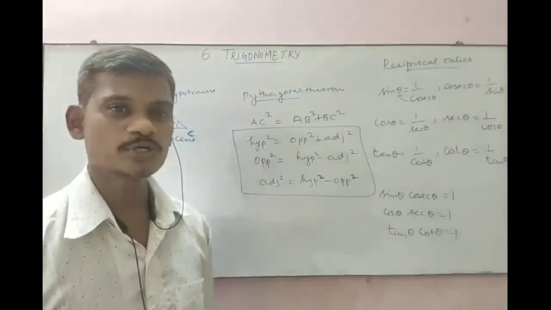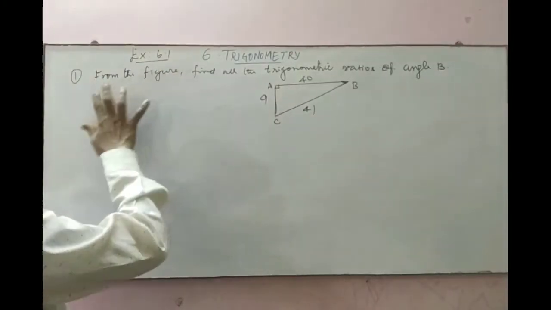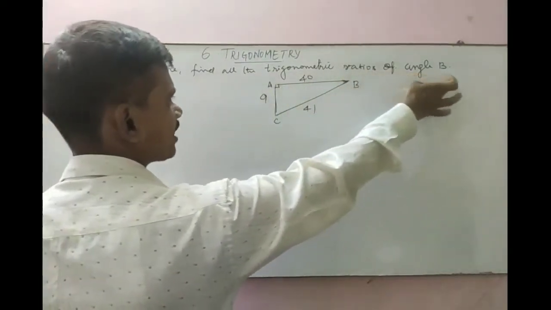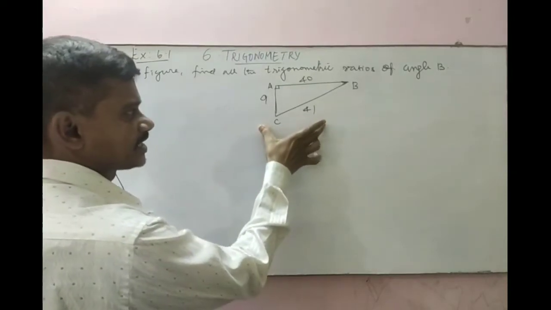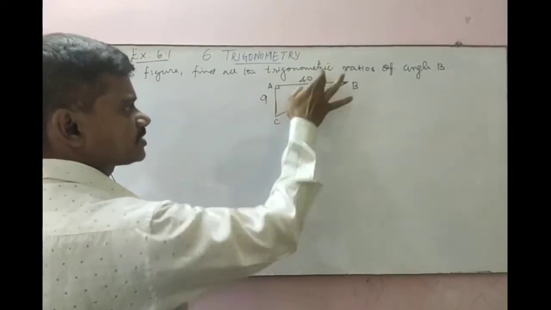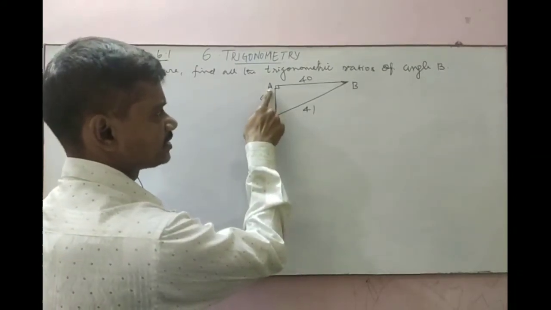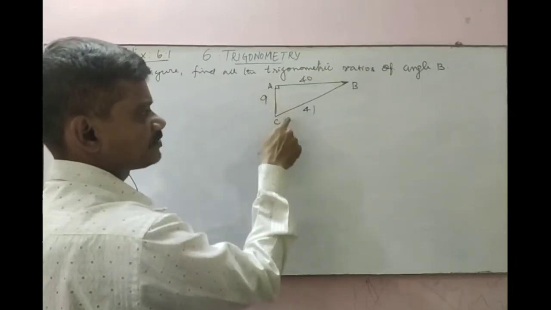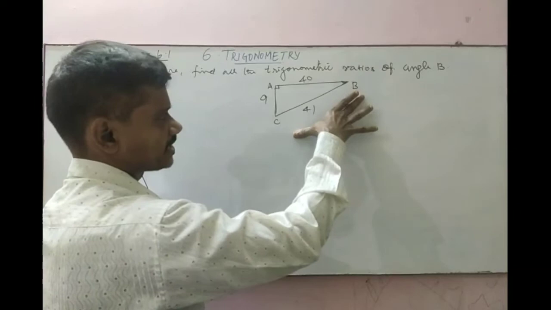Now we will move on to the exercise 6.1. Okay, now in the exercise 6.1, the first sum is: from the figure, find all the trigonometric ratios of angle B. Here the right angle triangle is given and the measurements of the three sides are also given to you. Here angle A is the 90 degree. So first we have to fix the sides. The side which is opposite to the 90 degree and the longest side of the right angle triangle.